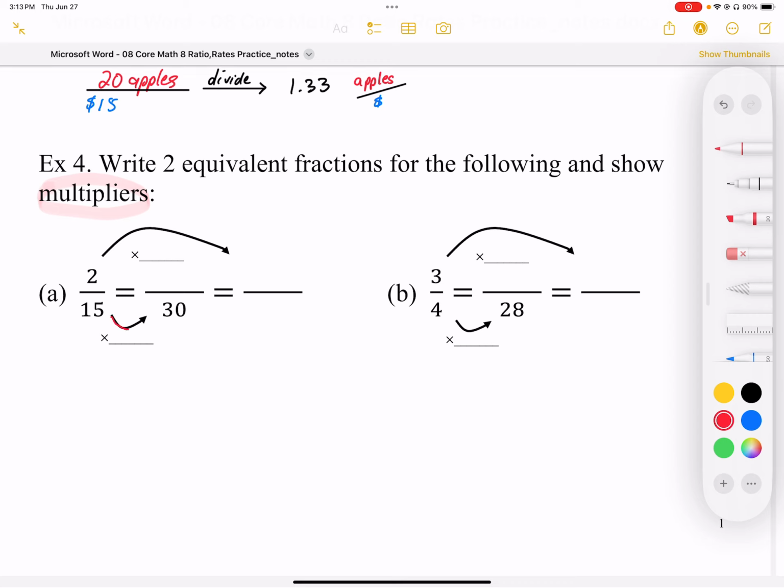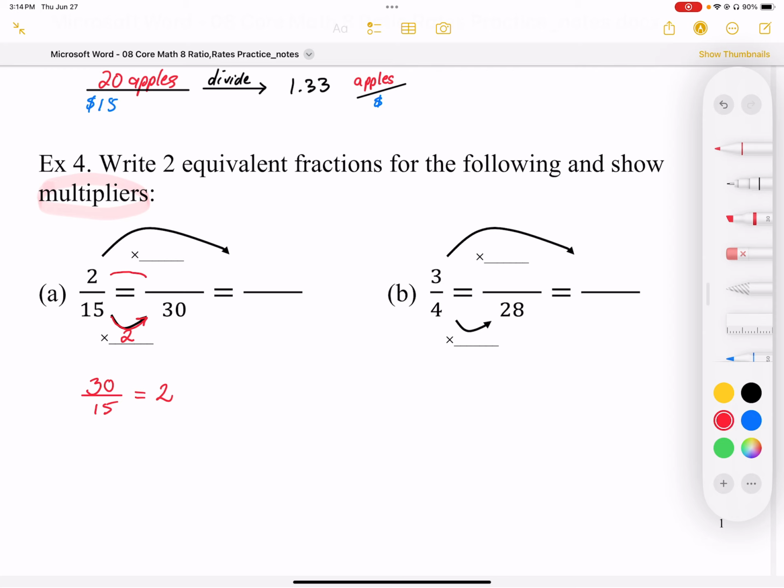Well, we're going to start with 15 and we need to get to 30. So 15 times what equals 30? Well, to find the multipliers, we divide. So I do 30 divided by 15. That gives me 2. That means my multiplier is times by 2.